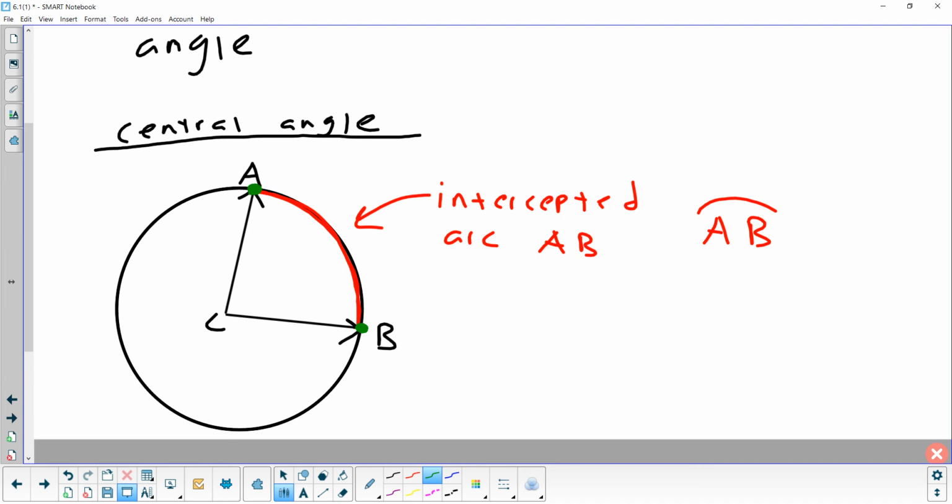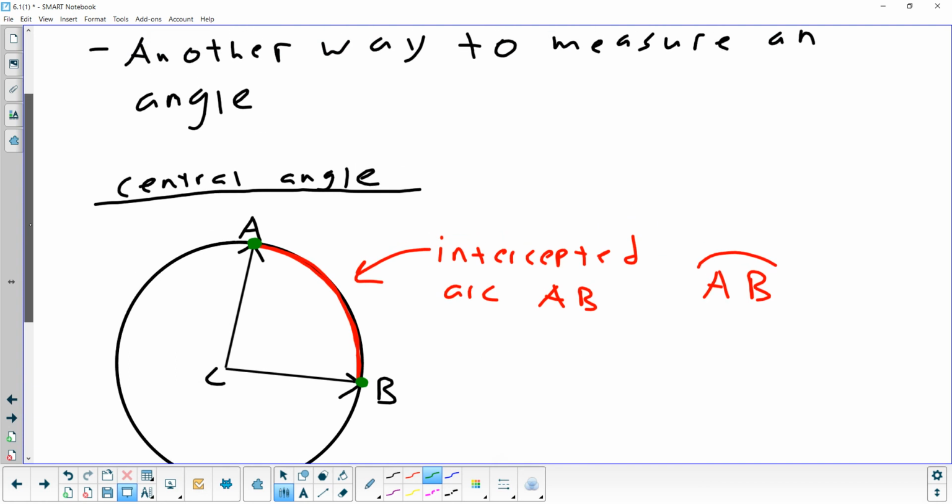If you connect A to B, following the path of the circle, you create what's known as an arc. That's arc AB, in red. Arcs are not directional, so you could also call it arc BA. And that's the symbol for it, arc AB.